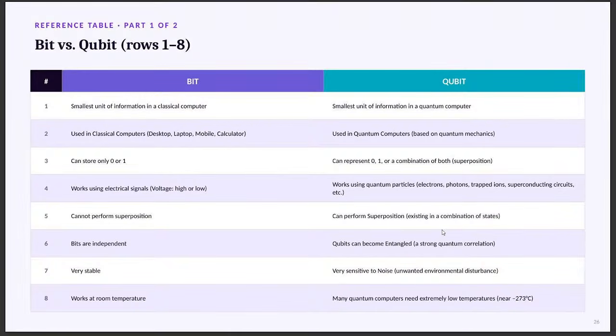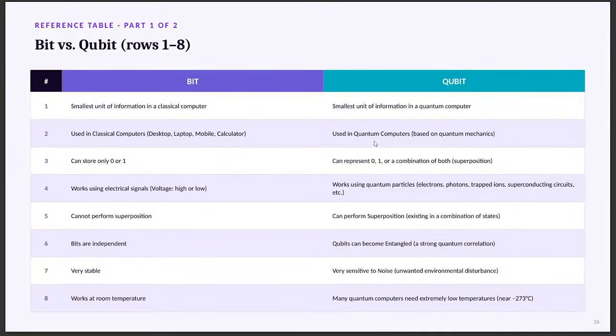Now, moving on to the best part of this particular session, what is the difference between bits and qubits? If you see here, bits are the smallest unit of a classical computer. Here we call them bits in classical computers, in laptops, in phones that we are using now. But here we call them qubits. The qubits are the smallest unit of information in a quantum computer. Classical computers, such as desktops, laptops, mobiles, calculators, etc., are what we use. But quantum computers are completely based on quantum mechanics.